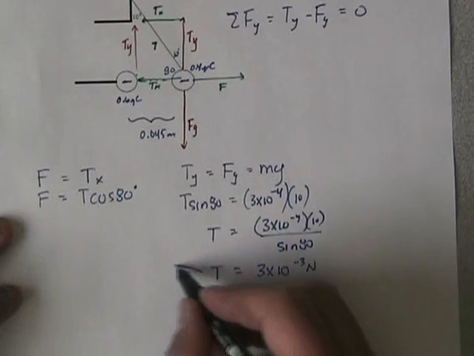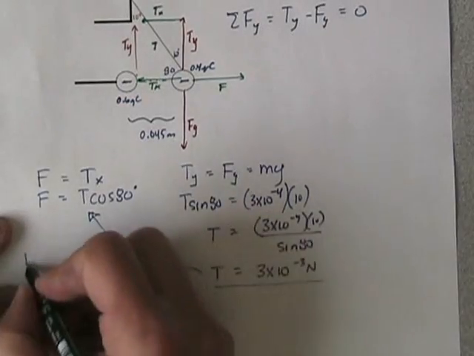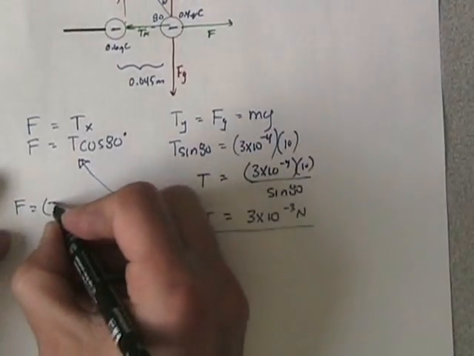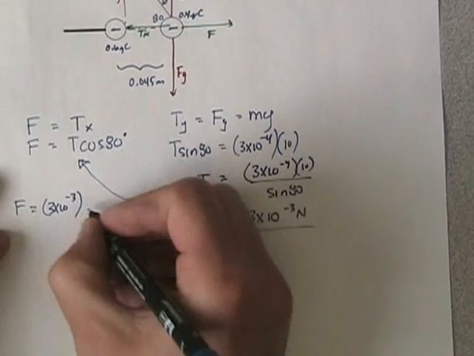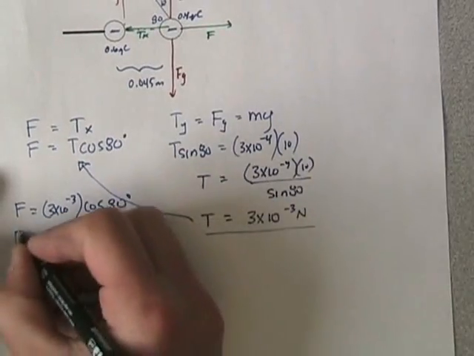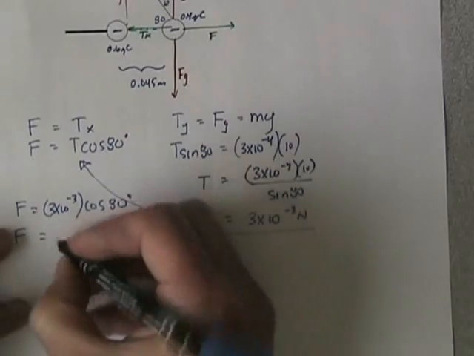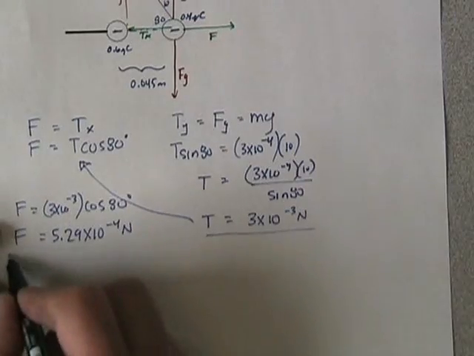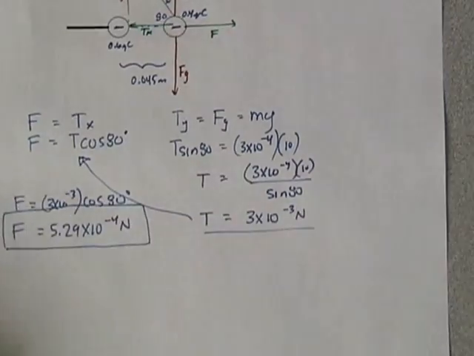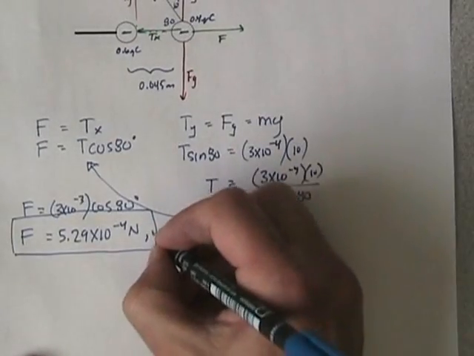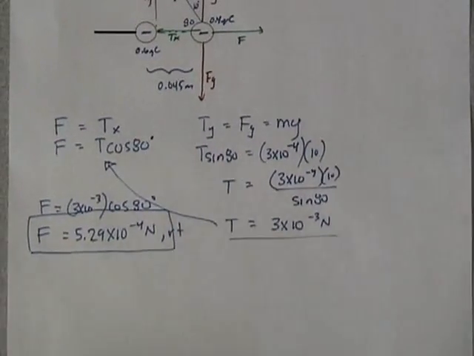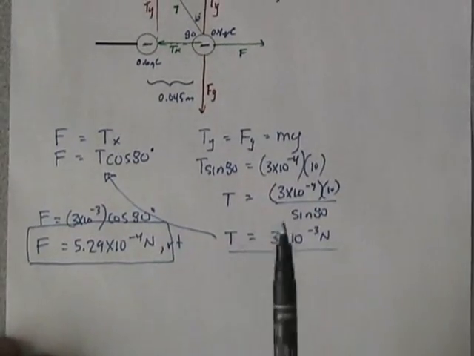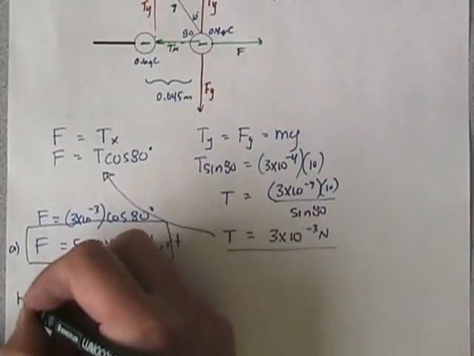I'm going to take this tension, I'll put it right here for that tension, and I'm going to get my force, which will be my answer to part A, right up there. So that'll be 3 times 10 to the minus 3 cosine of 80 degrees, which ends up giving me 5.29 times 10 to the minus 4 newtons. Okay, so there's your force of repulsion. So I guess I should say maybe that this is to the right, but it is action reaction, so you could say it's to the left. But based on my diagram here, I'm going to say it's to the right. That's part A.